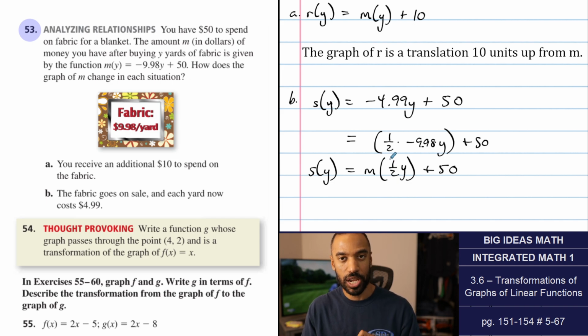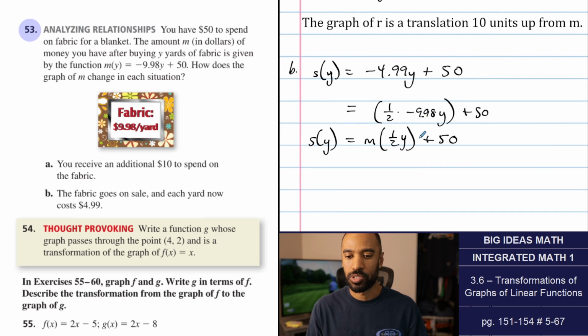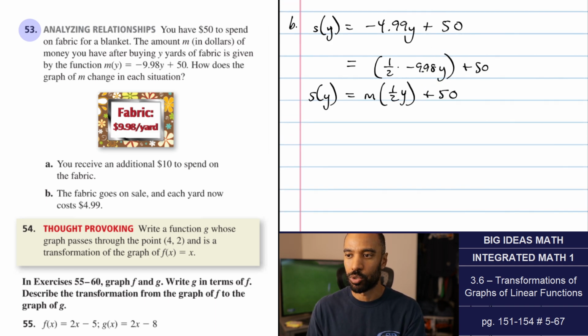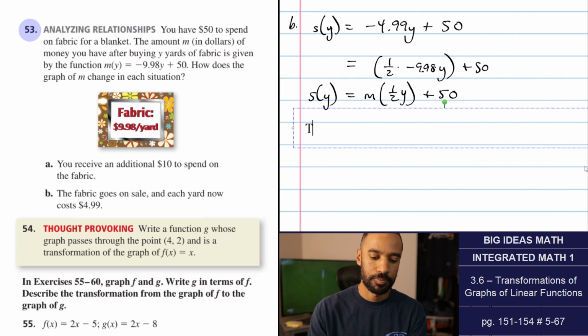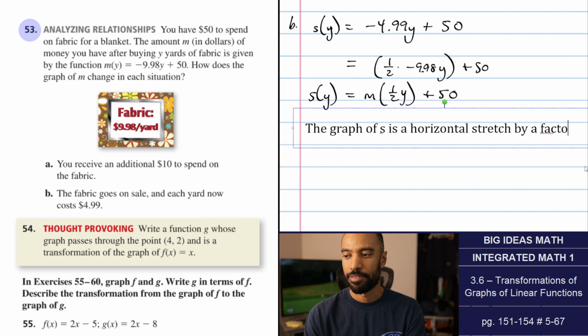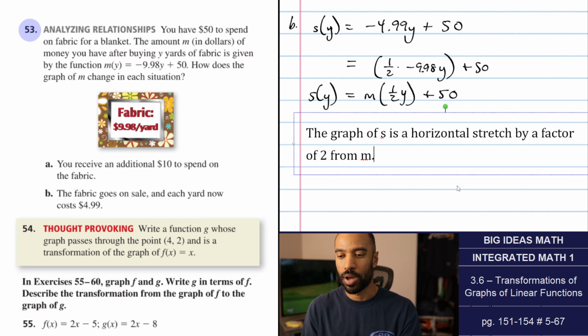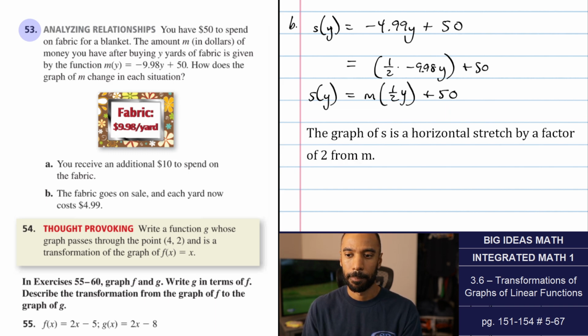That is a horizontal change, but it's a horizontal stretch. It's a stretch, which means you can buy twice the amount of yards of fabric than you could have before. That's how we say it. So it's a horizontal stretch by a factor of 2. So the graph of S is a horizontal stretch by a factor of 2 from M. Once again, you don't want that to be vertical because we don't want to change our y-intercept. Is basically the way I'm going to say that.